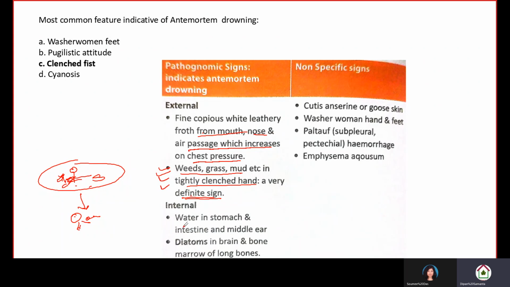Next, very definite: internally, we get water in the stomach, because the person will drink a lot of water, and the whole stomach and intestine will be full of water. Diatoms will enter into the brain and bone marrow of long bones through the digestive system, obviously. So water in the stomach, intestine and middle ear.